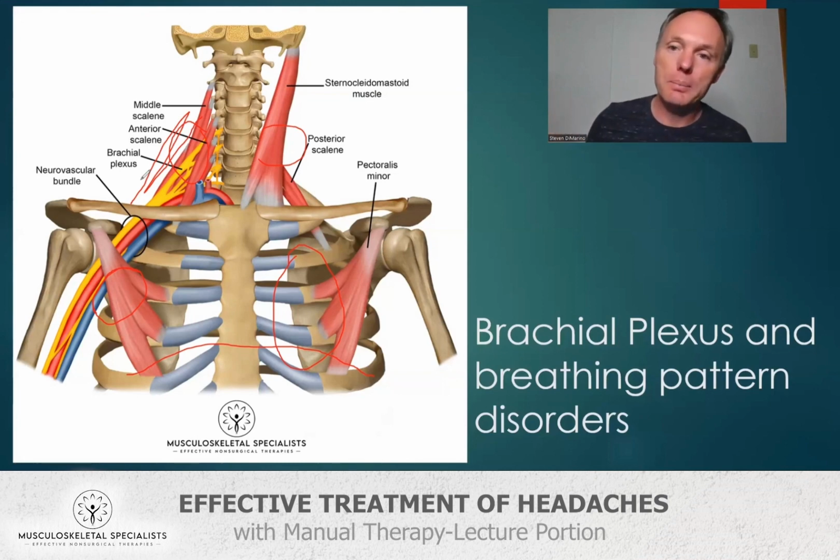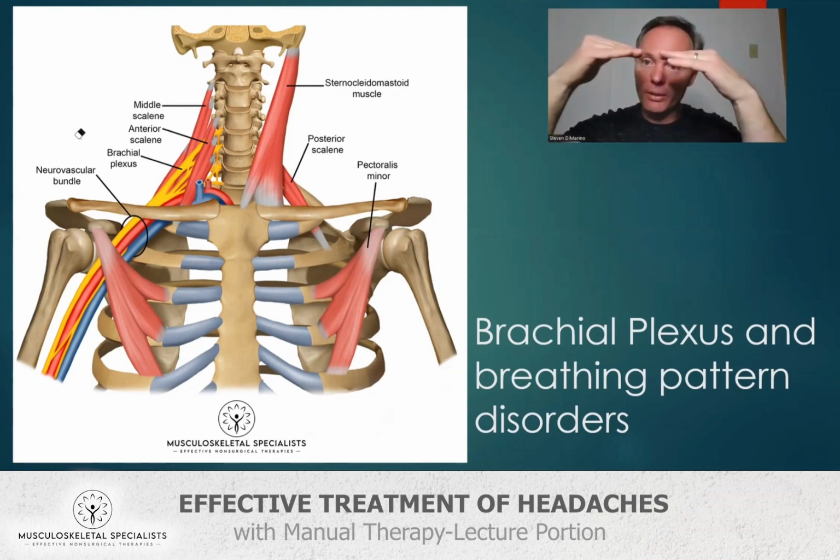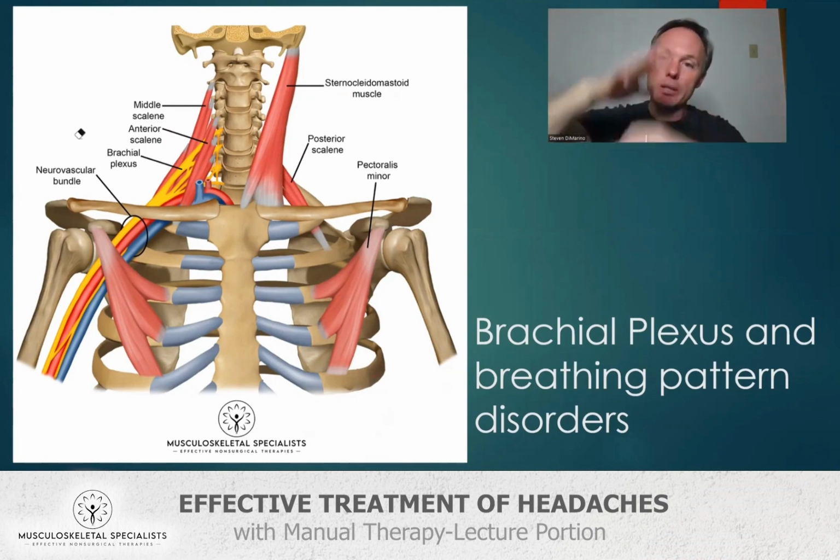Overusing the pec minor 20,000 times a day. It doesn't matter how many times you rub these structures out. This never goes away, and you know that. So you have to rehab. This is an exercise fix. You have to rehab the breathing. We do manual therapy on the viscera above and below the diaphragm, and then we coach the breathing back in.